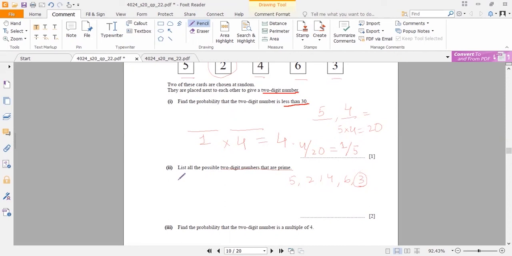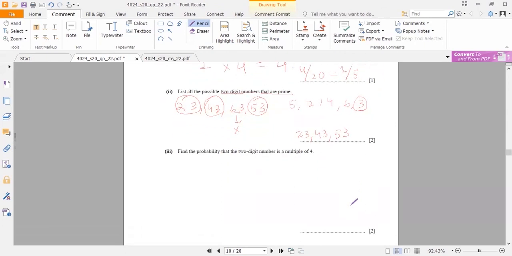The possible combinations will be 23, 43, 63, and 53. 23 is a prime number. 43 is also a prime number. 63 is not a prime number because it is divisible by 3, and 53 is a prime number. So there are only 3 numbers that are prime: 23, 43, and 53. Now come to part 3.